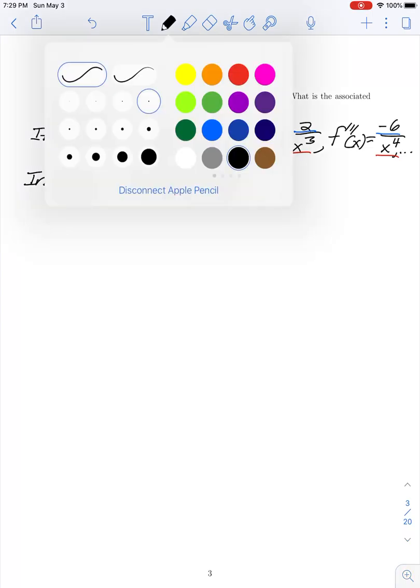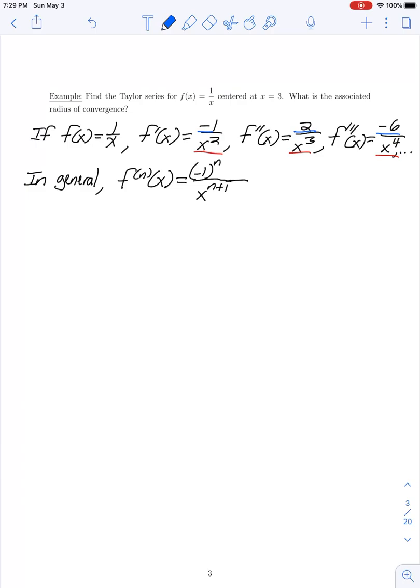Now lastly, capturing the constant in the numerator. Well, for our first derivative, we had a 1. For the second derivative, we had 2. For our third derivative, we had a constant of 6, or 3 times 2. So in general, for our nth derivative, we have n factorial for our numerator.